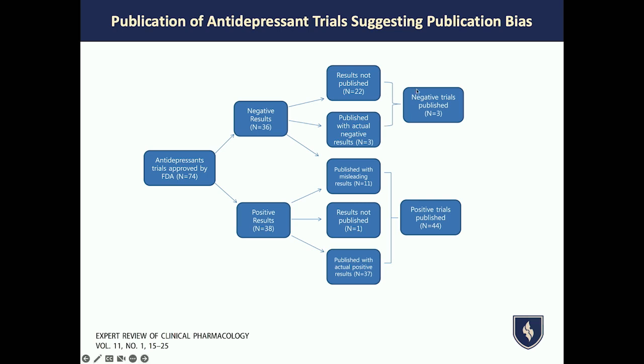If you look at the trials that were done and approved by the FDA, there were 74 clinical trials done for antidepressants. 38 of them had a positive result, meaning they found some benefit from taking the antidepressant. And you should remember, these are only for 8 weeks or 16 weeks, not long-term. But 36, almost half, showed no effect. And that's fine, but this is where the publication bias comes in.